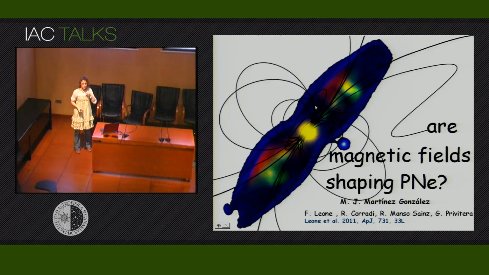Okay, hello everybody. I'm going to talk about a work that I made in collaboration with Franco Leone from the University of Catania and Roberto Corrari and Rafa Manso here in the IEC. The subject is the role of magnetic fields shaping planetary nebulae.